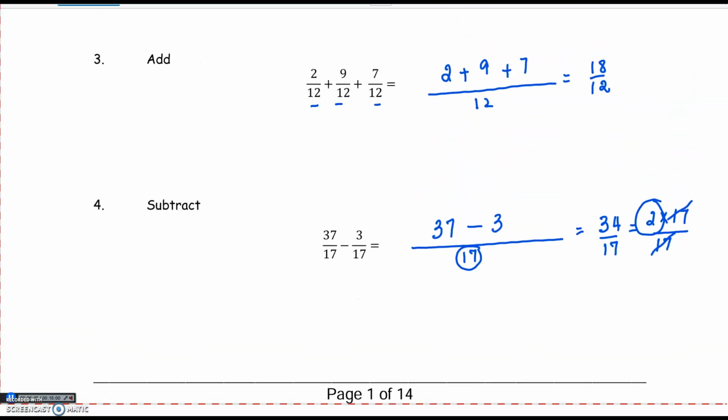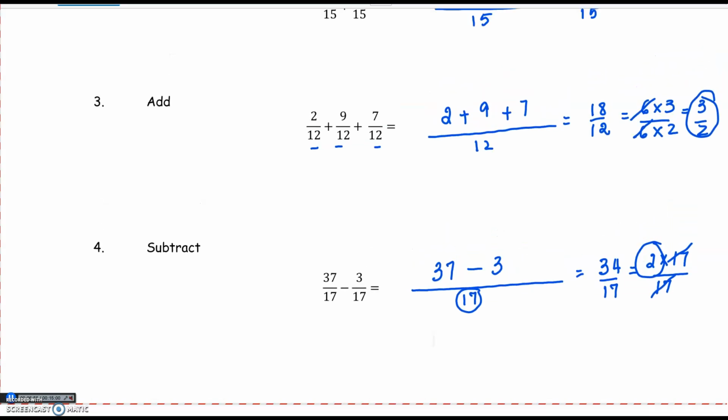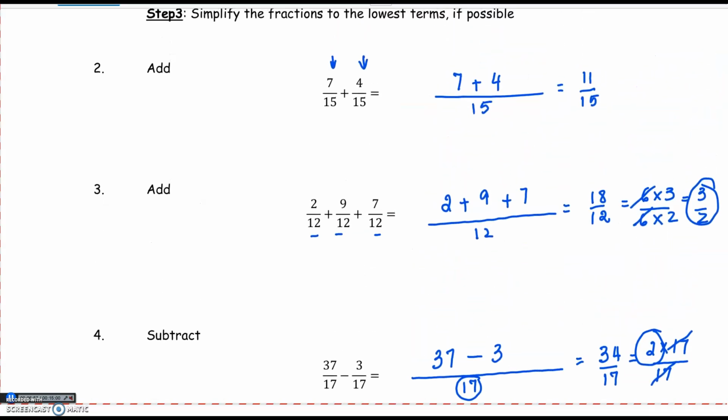Let's go back to the previous one and check. 6 times 3 is 18, and 6 times 2 is 12. The 6's cancel, so our final answer is 3/2. 11/15 is in the lowest form.